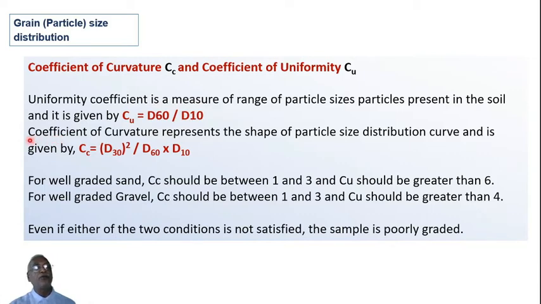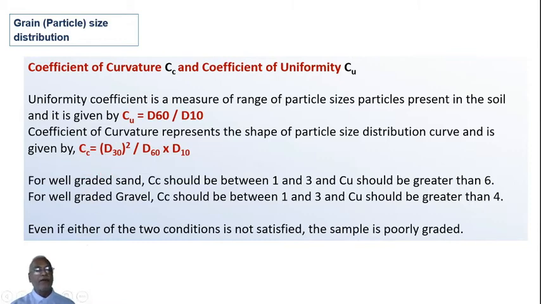Okay, there is one more term, coefficient of curvature. This represents the shape of the particle size distribution curve and is given by Cc equal to D30 squared, divided by D60 times D10. Look at the way D30, whatever size it is, is squared, then divided by D60 and D10. So this coefficient gives you the shape of the curve.